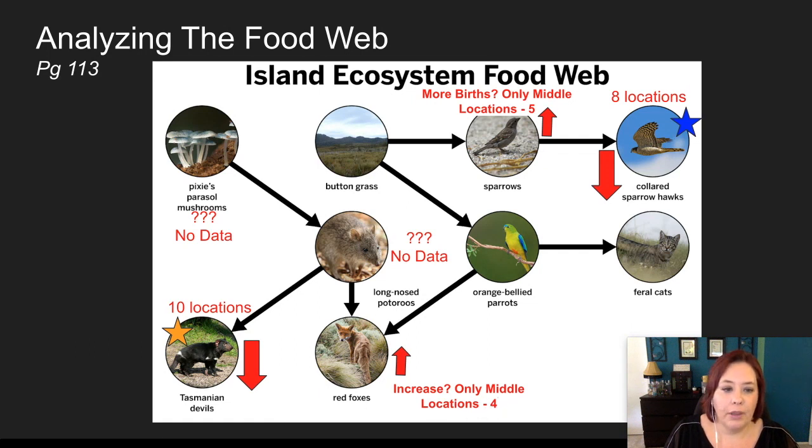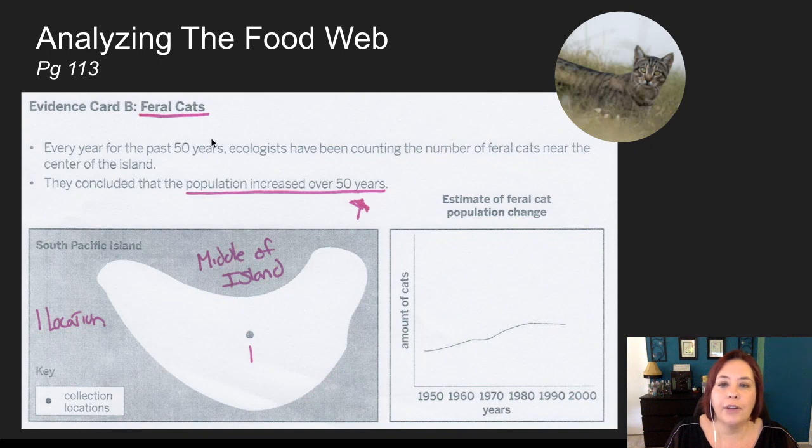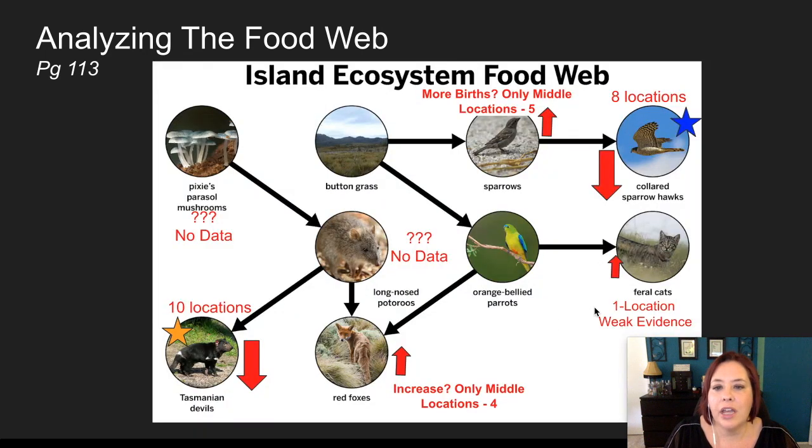Okay, so moving on to our next piece, our feral cats that were introduced. They are definitely non-native to the population, as Mr. Vandergriff referenced, and they were introduced here. And the scientists collected the data from 1 location in the middle of the island. Not very strong data. The scientists did conclude that the population increased over 50 years. But once again, we only have 1 collection site and only in the middle of the island. So it's not really a great piece of evidence. So I went ahead and indicated here a little tiny arrow up, and I said 1 location, but it's weak evidence.